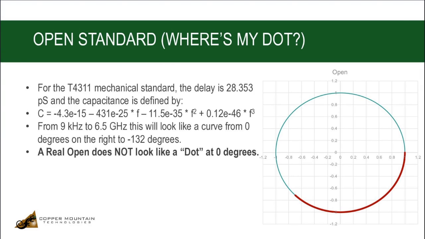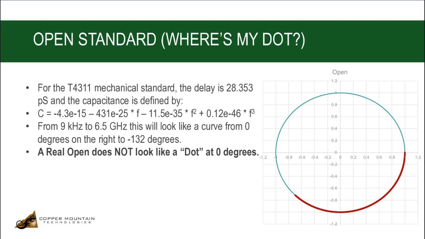It looks like at 9 kilohertz, it looks like a pretty good open, but it proceeds clockwise around the Smith chart until it reaches about minus 132 degrees. A real open does not look like a dot. So let's actually look at that.